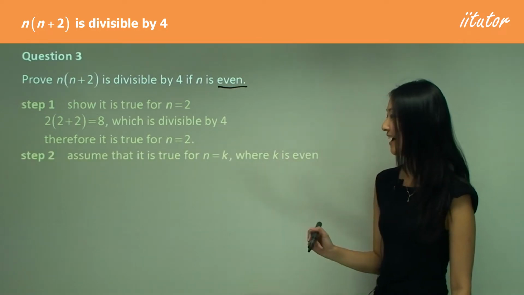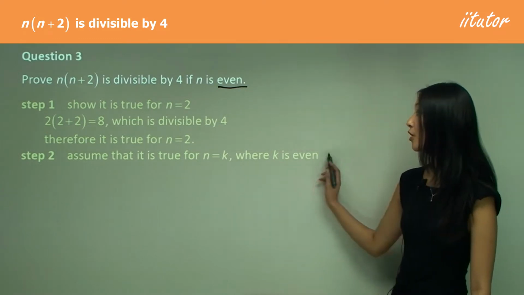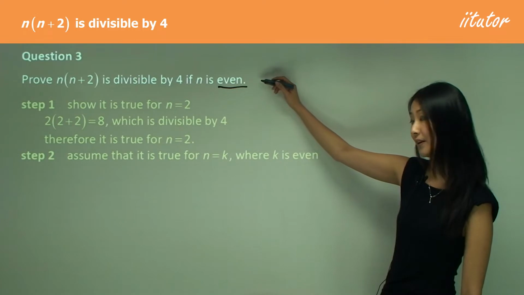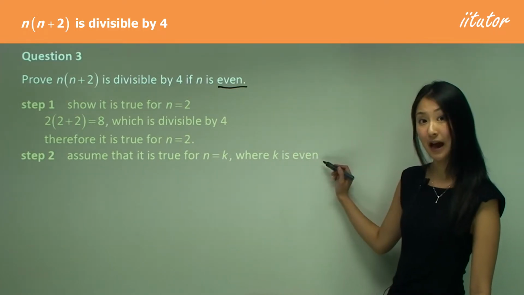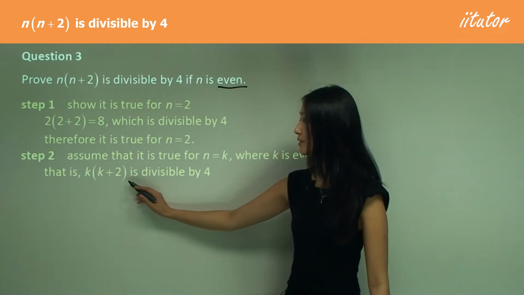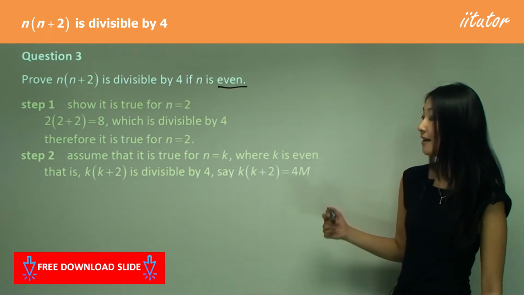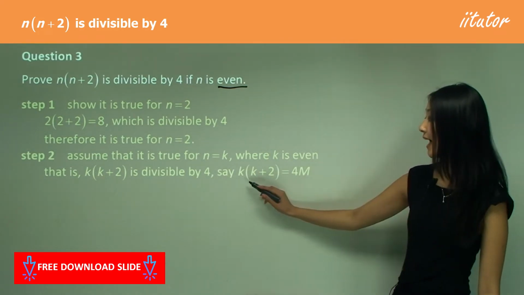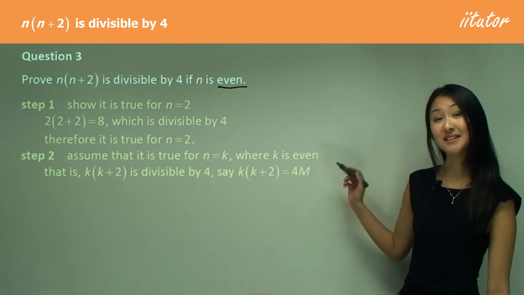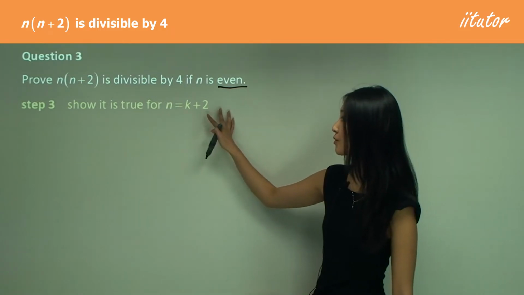All right, step 2 now. So we make the assumption that it is true for n equals k, but only where k is even, right? Because here it says only if n is even. So that same rule must apply in our assumption as well. So that means k times k plus 2 is divisible by 4 where k is even. So we can say, by making that into an equation, that k times k plus 2 equals 4m, where m is an integer.